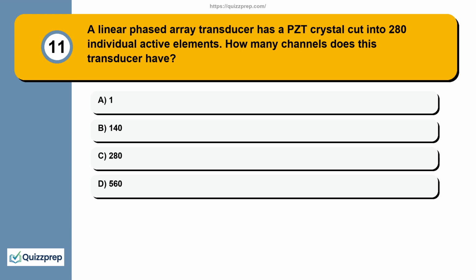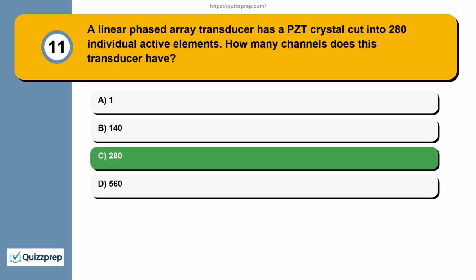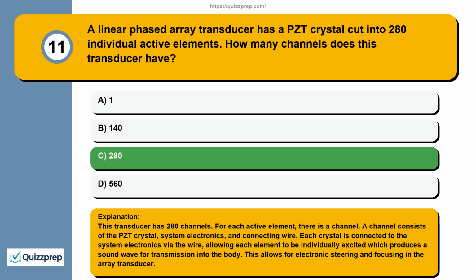Question 11. A linear phased array transducer has a PZT crystal cut into 280 individual active elements. How many channels does this transducer have? 1, 140, 280, 560. This transducer has 280 channels.